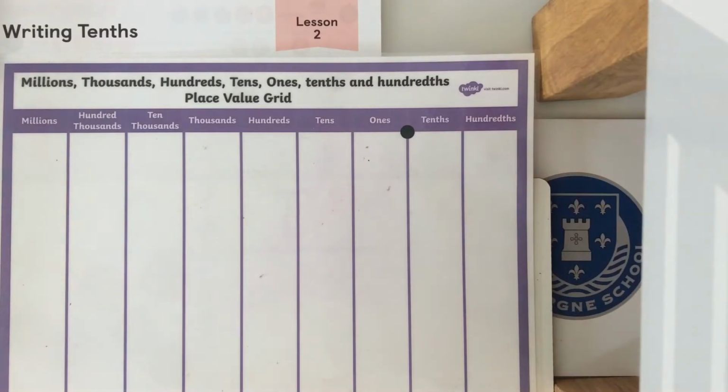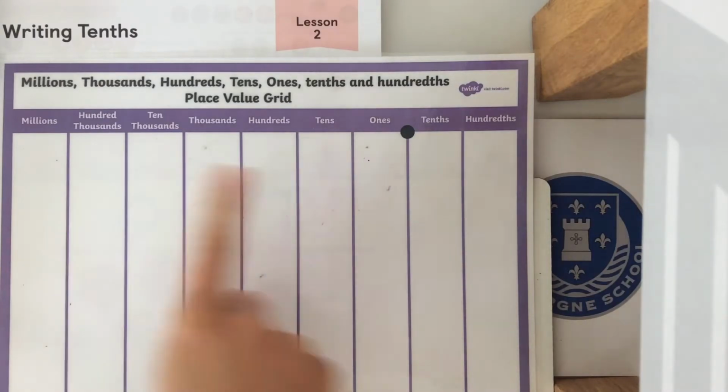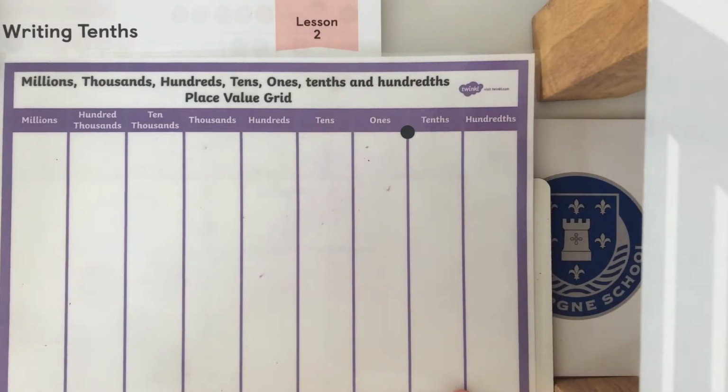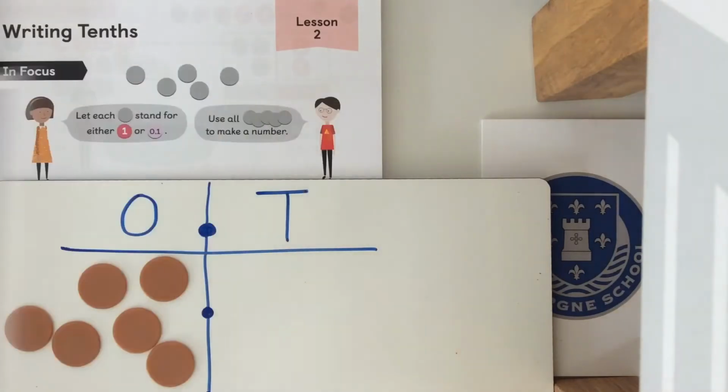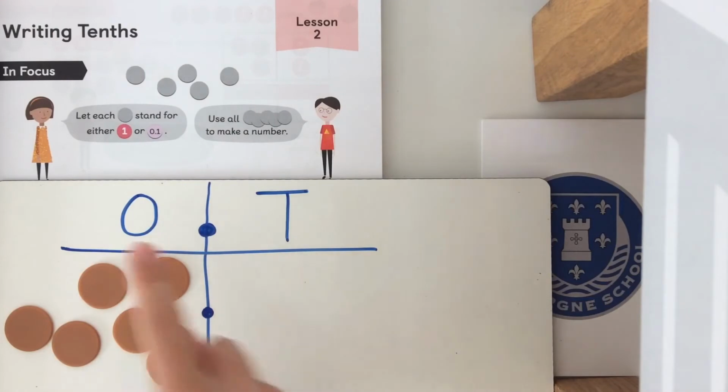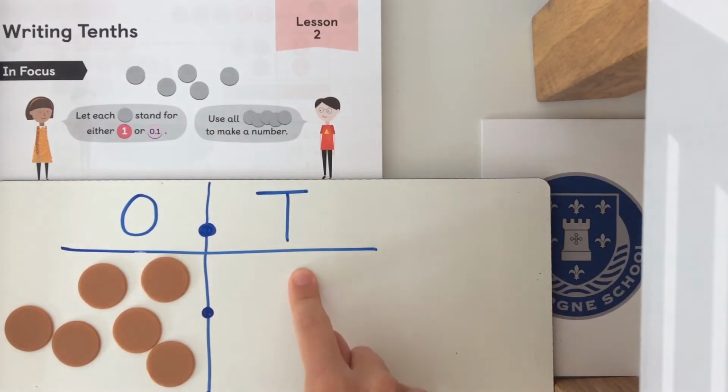I have attached a different version of a place value grid on to Google Classroom for you to use. You can either print it out or you can draw your own. Okay, we won't be needing all of these place value columns, but you'll see as we go along the ones that you need. So you can see here that I've drawn my own, which is easy enough to do. And just for this lesson, we are needing the ones column and we're needing the tenths column, with the decimal point down the middle.